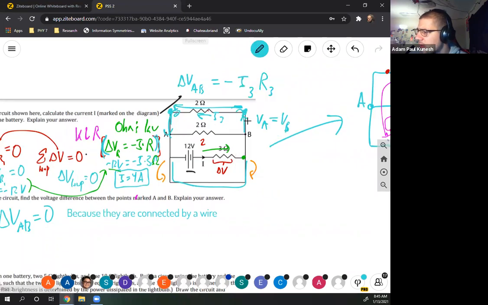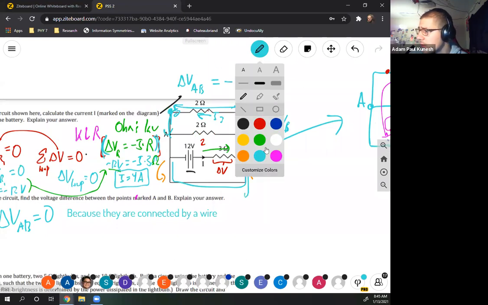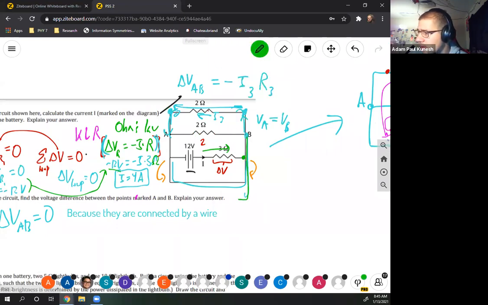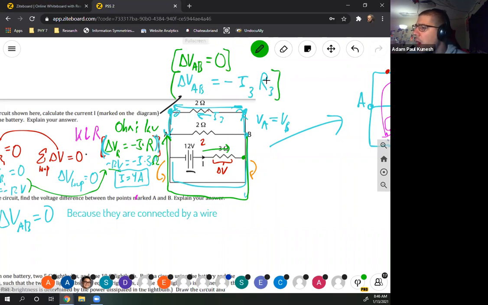However, if I take this other path, I'll mark it in green because I'm getting too many colors in here. If I take this path following the wire, what that tells me is that delta V AB equals 0. Both of these statements must be true because all I did was follow a path. So in order for both statements to be true, because R is a positive number, and because VAB must be 0, I3 must be 0.